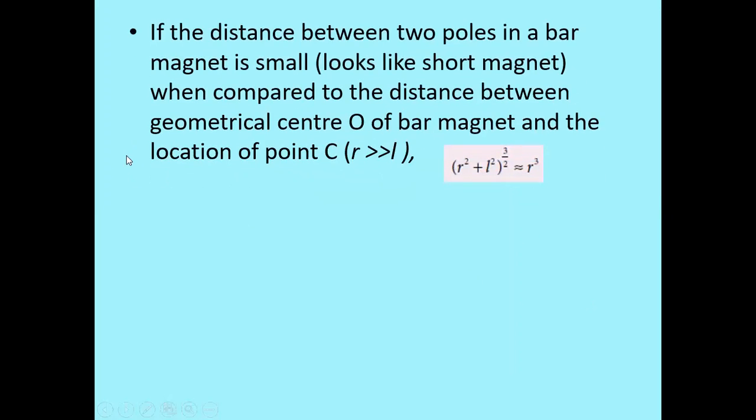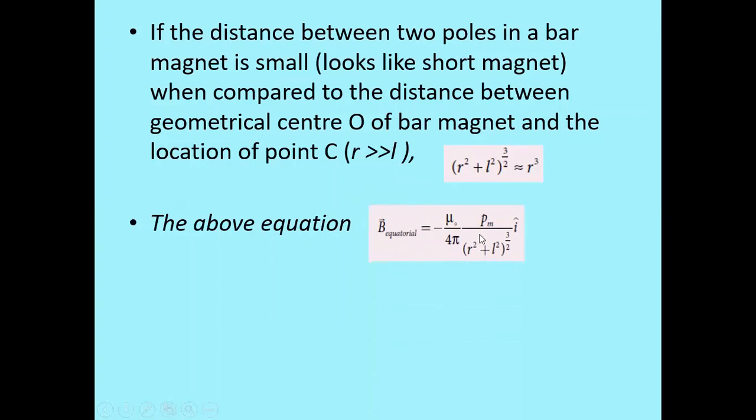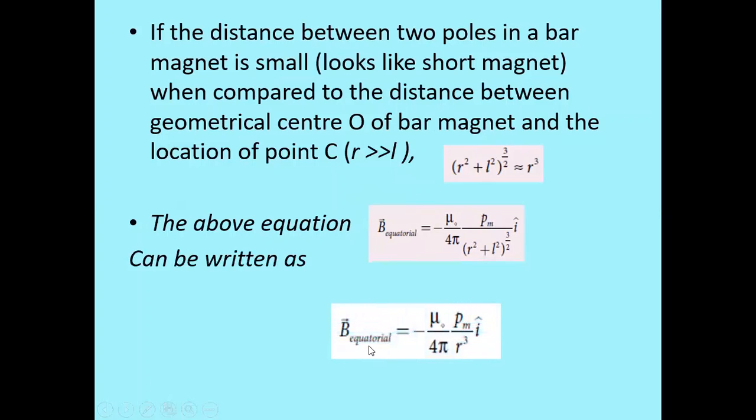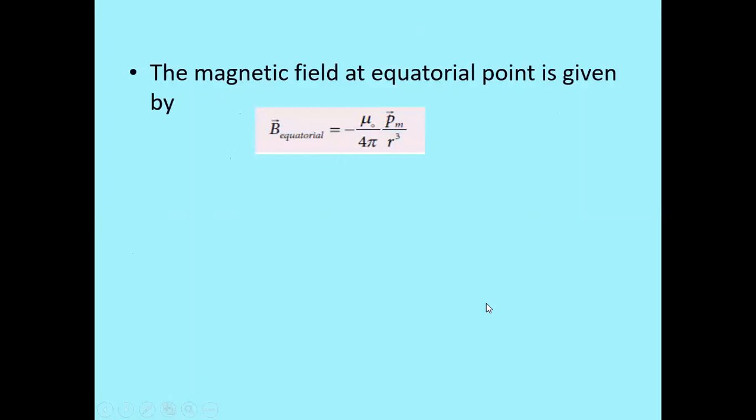Now here I'm going to take that the magnet is very small. So compared with the distance R, the L distance is very, very small, so I can neglect L. If I neglect L, it is R square the whole raised to 3 by 2, that is nothing but R cube. So the above equation can be written as B equatorial is equal to minus mu 0 by 4 pi Pm by R cube into I vector.